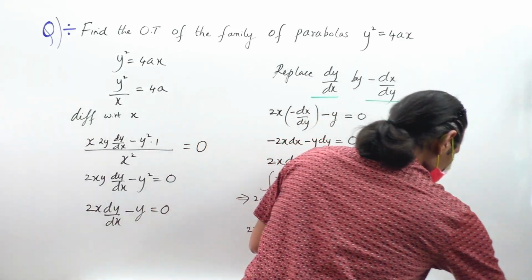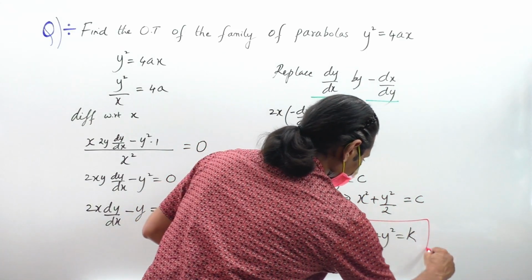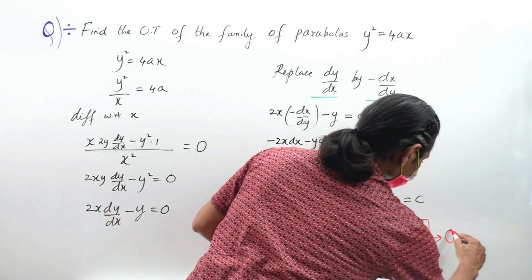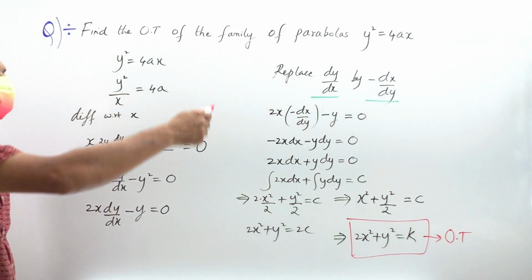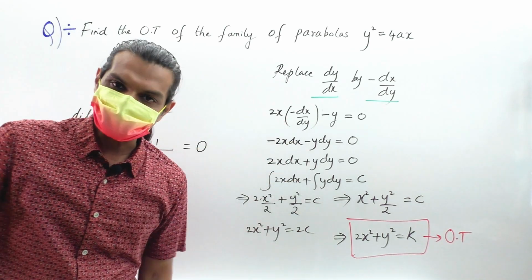So this is the orthogonal trajectories. This is the orthogonal trajectories required for the family of curves or family of parabolas y square is equal to 4x. That's it.